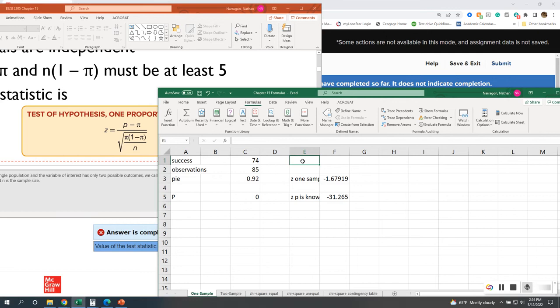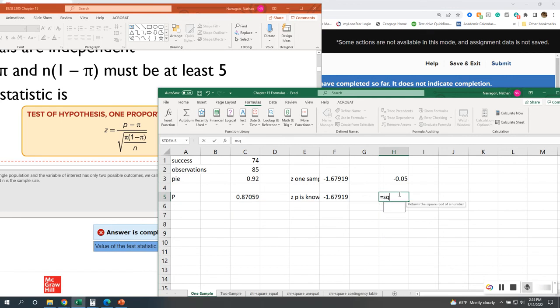So our probability is equal to 74 divided by 85, which again, both formulas calculate correctly. So this is equal to 0.87. So there may be a rounding issue. Minus 0.92. Okay, there's our top.